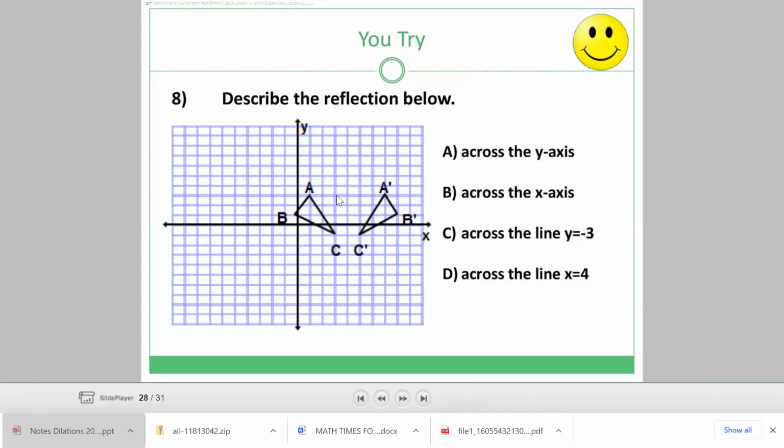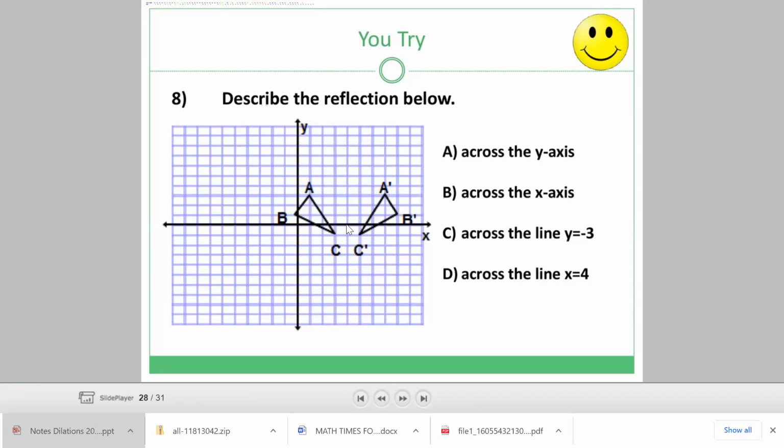Let me explain it. When they ask you for a mirror line, you must count the distance between the object and its image. I'm choosing A. So you see 1, 2, 3, 4, 5, 6 spaces between A and A prime. When you get the answer, you have to divide by 2. If I divide by 2, I get 3. So you count 1, 2, 3, and that's your mirror line here.